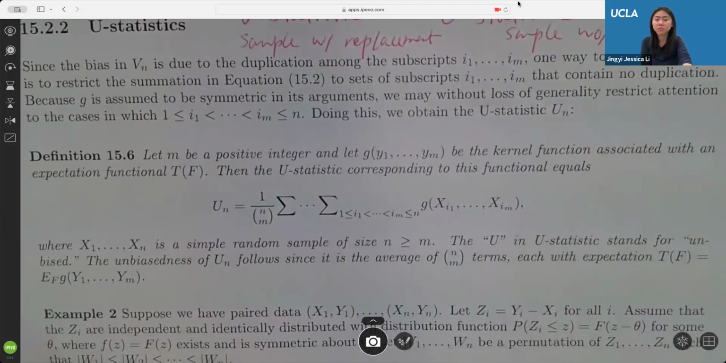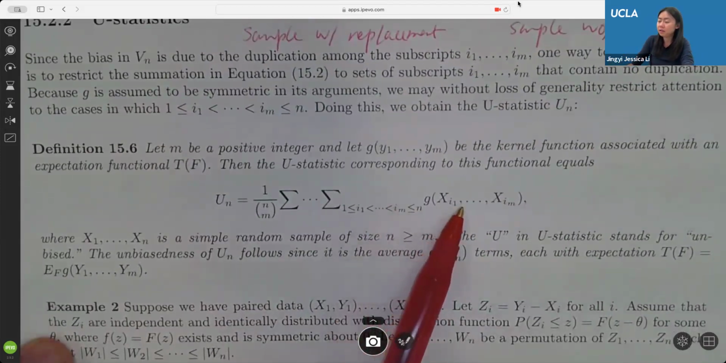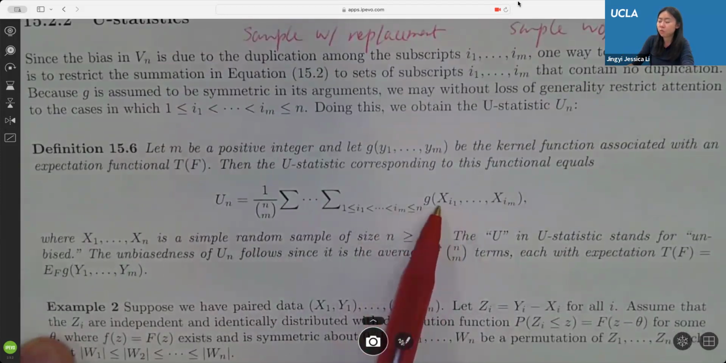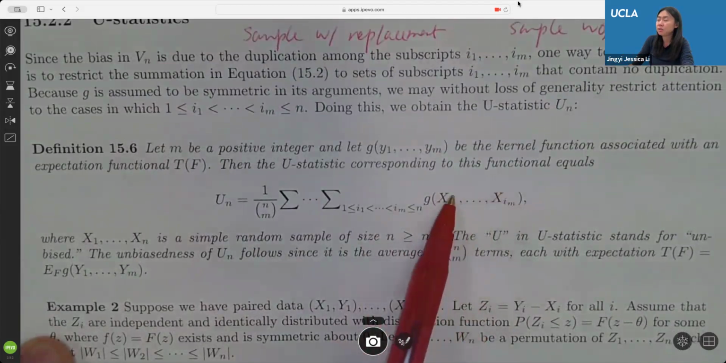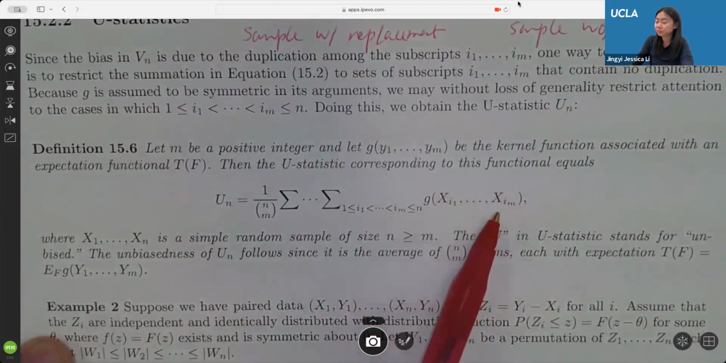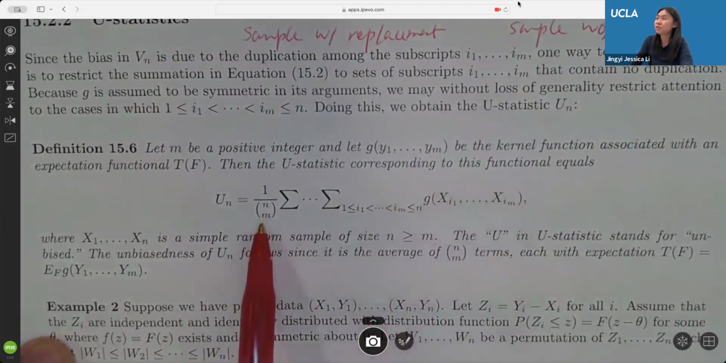Okay, so by sampling without replacement, when you consider all possible values for y1 to ym, you are considering an m-subset of x1 to xn, and there are no repeats within it. And how many possibilities are there? It's actually n choose m.